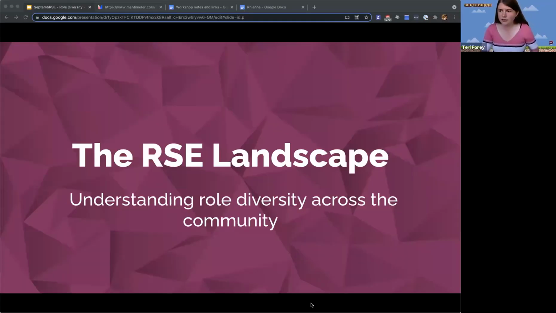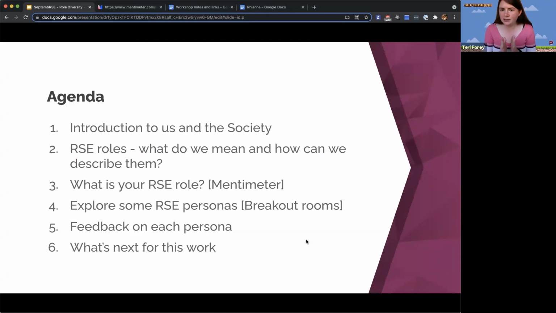Hi, everyone. So hopefully you are all here to do a workshop on the RSE landscape, and you're not in the wrong Zoom meeting. So today, what we're going to be doing is we're going to give you a little introduction to us. We are all members of trustees of the society, and we're going to talk to you a little bit about who we are, talk about why the society is running this workshop.